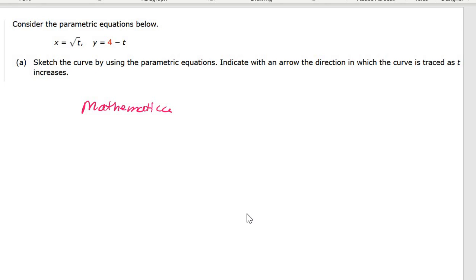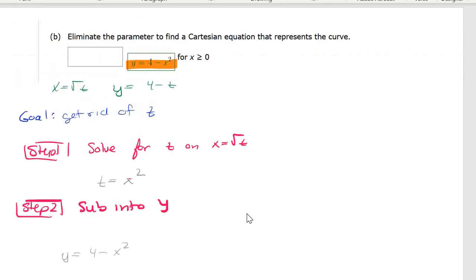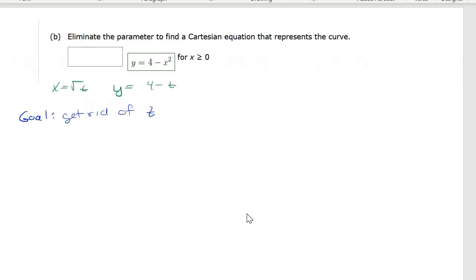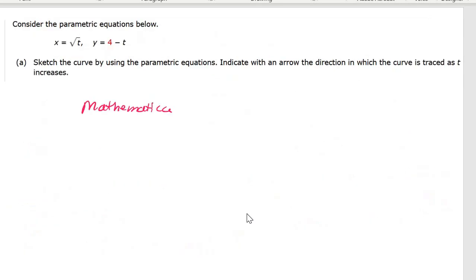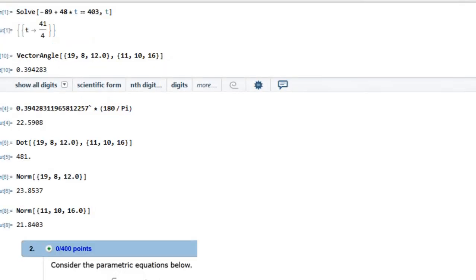All right, so last problem on this, I think this is the last problem. Yeah, this is the last problem, so I can go through this one too. So graphing this parametric equation, there's a way to do it in Mathematica. So let me pull up the code.